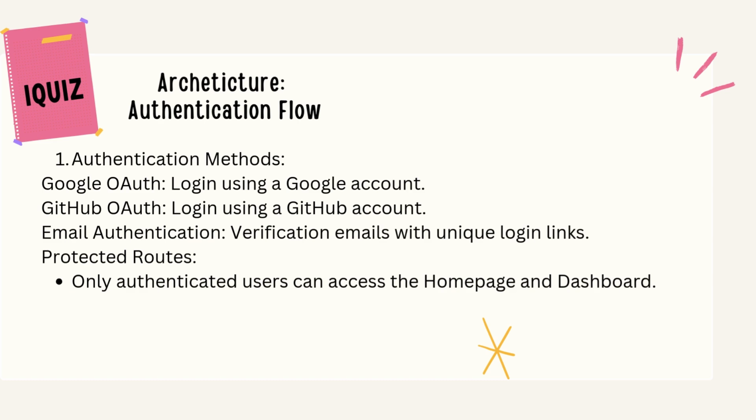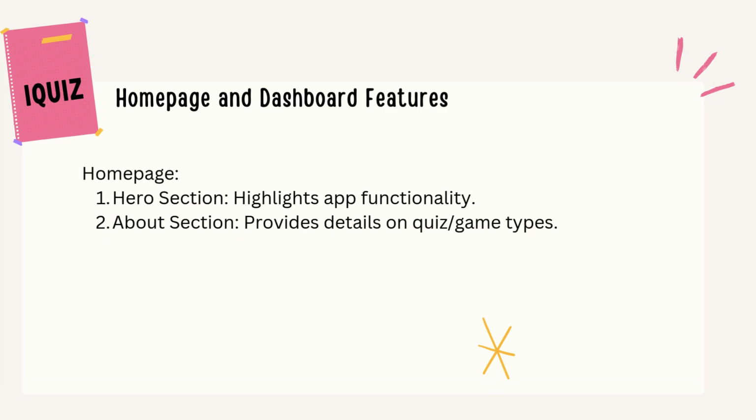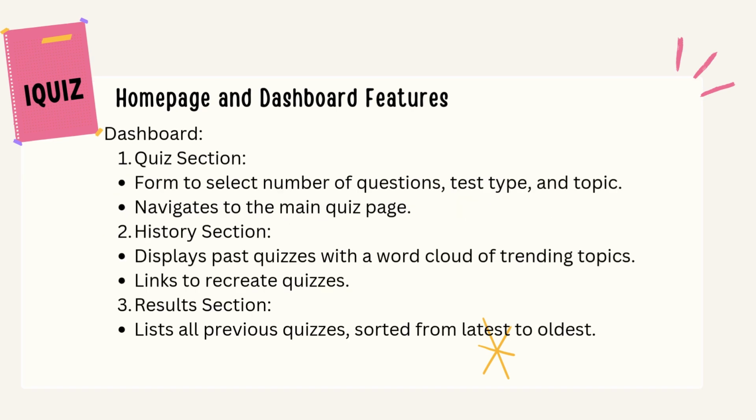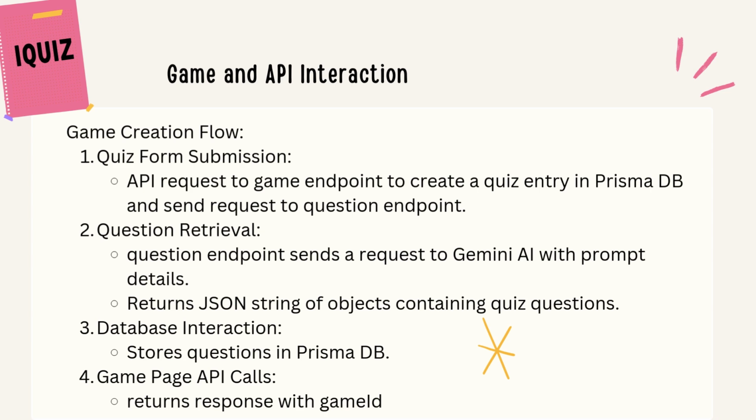This project is available, and only authenticated users can access the homepage and dashboard. We used Google Auth, GitHub, and email login. The homepage contains a hero section and an about section. In the dashboard, we have a question section, a history section, and a result section. All these lead to their own pages with different UI.